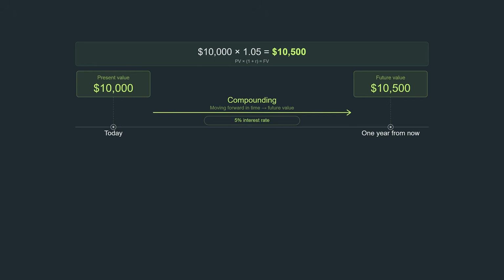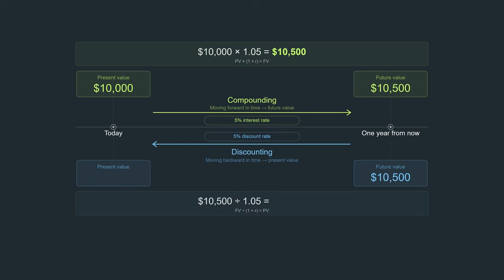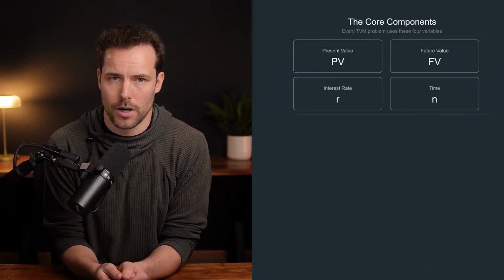And we can do the same thing in reverse. Instead of receiving $10,000 today, suppose we receive $10,500 1 year from now, and I ask what that amount is worth in today's dollars at a 5% discount rate. We solve this by dividing $10,500 by 1 plus 5%, which gives us a present value of $10,000. And this is the basic setup of any time value of money problem.